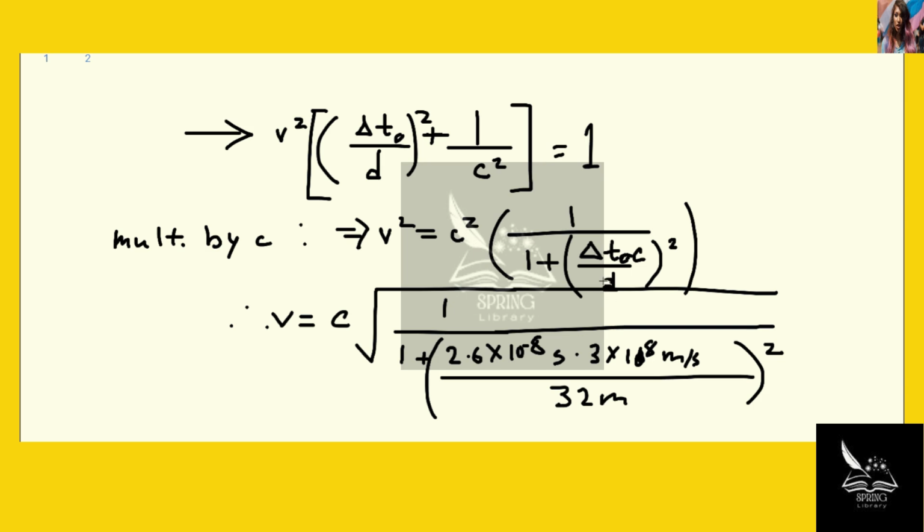And so what you get out of that, after plugging all of that into a calculator, is v equals 0.9716 times the speed of light. And so yeah, that is effectively it.